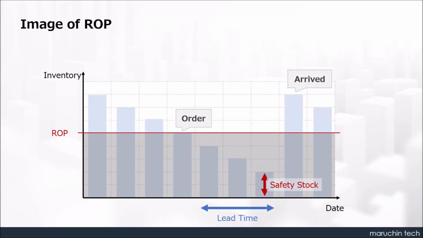This is an image of the reorder point. The vertical axis is inventory count, and the horizontal axis is date. With daily shipments, inventory gradually decreases. When the inventory touches the reorder point line, the system places an order. Since there is a procurement lead time, the goods do not arrive immediately even after ordering. Inventory continues to decrease by a certain amount. At the timing when inventory reaches the safety stock level, the ordered goods arrive.